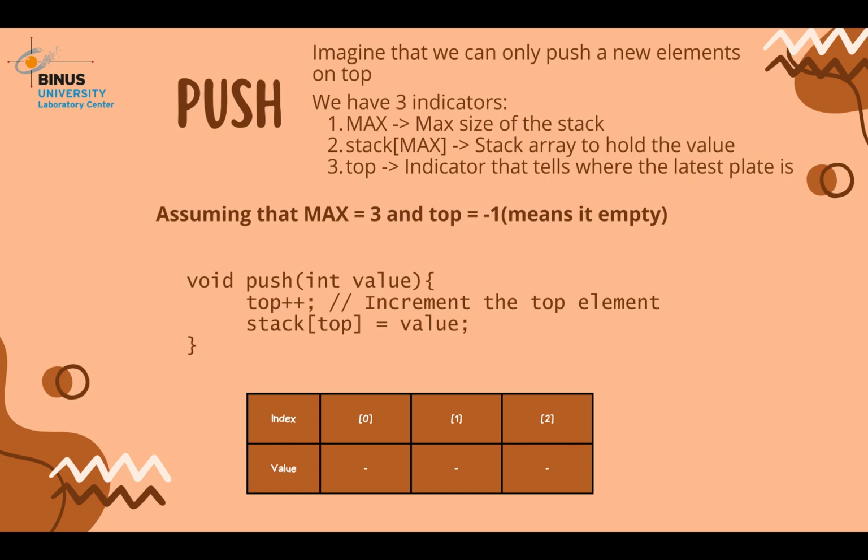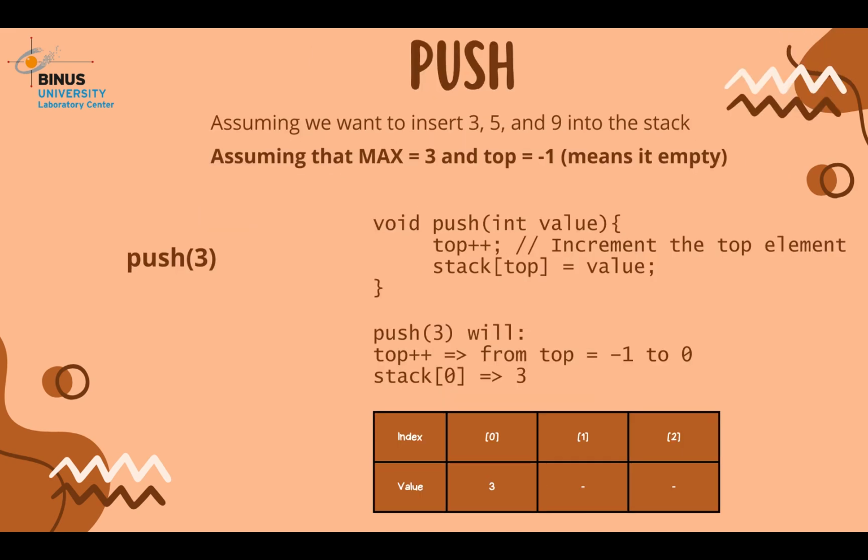And this is the simple code for push. We push the value, increment top, and then insert the value into the top index of the stack. Assuming we want to insert 3, 5, and 9 into the stack, with max at 3 and top still -1. When we push 3, we do top++, which increments top from -1 to 0. Then the stack at index 0 gets the value 3. So our array will be like this.